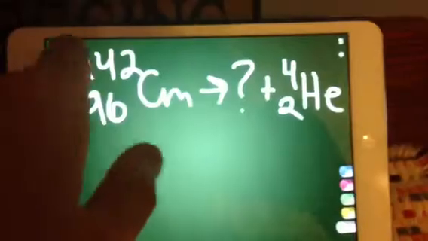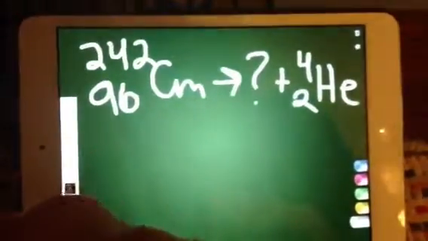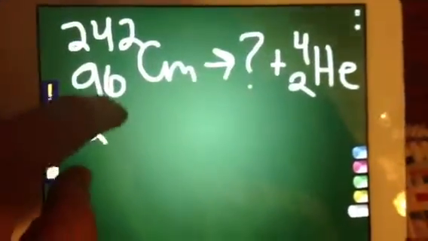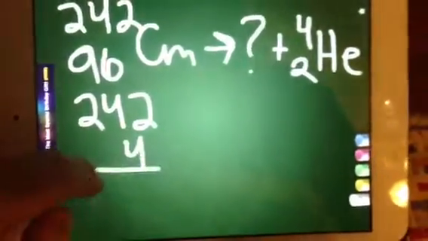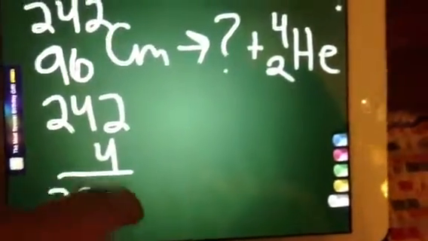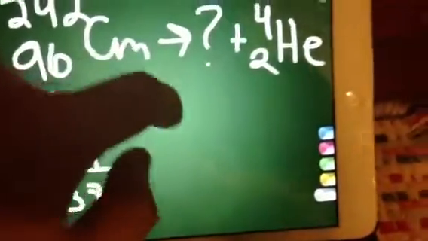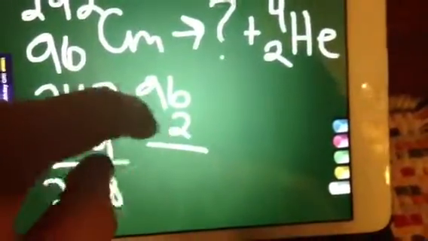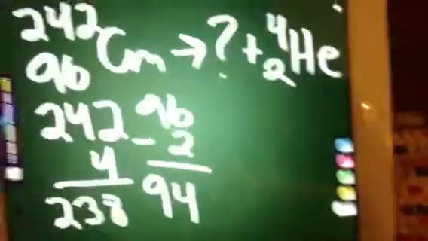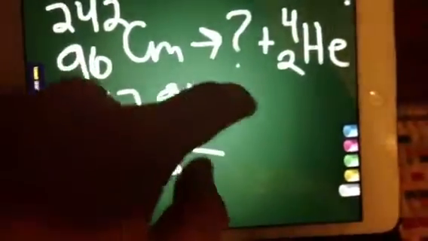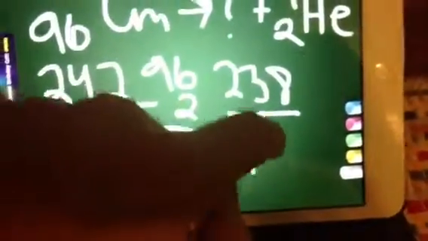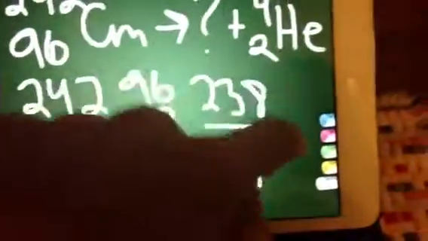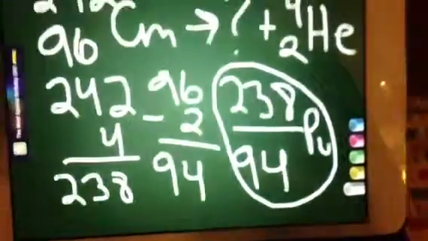Like I said, you have to make sure the nucleons equal out. So you take 242 minus 4 equals 238. And then 96 minus 2 equals 94. So your answer is 238, 94. And that is plutonium, if you don't have a periodic table of the elements in front of you.